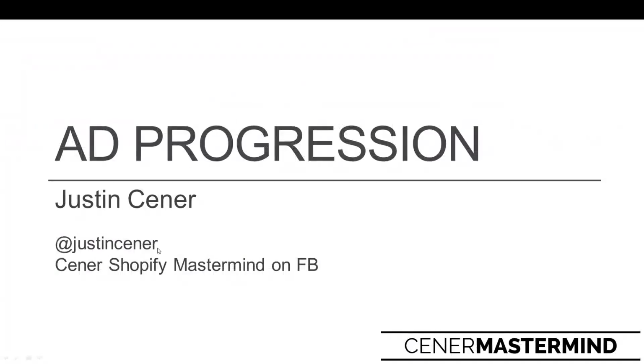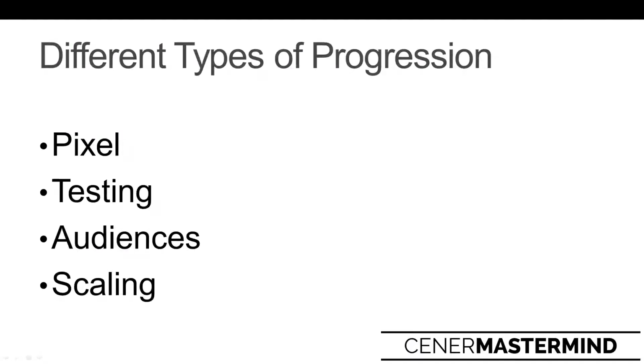Okay. So ad progression, right? There's going to be basically different types of progression. There's pixel progression, there's your testing progression, there's audience progression, and of course there's scaling progression. That's the most important, right? These are the different ways that you're going to progress from one part of your business to the next. And basically that part is the testing phase to the actual operation phase, right? And I feel like we're at that right now.